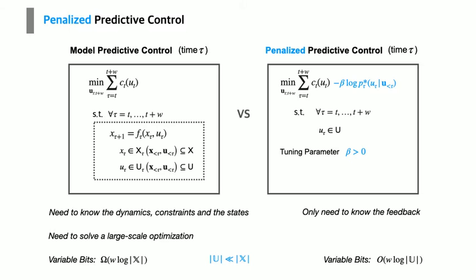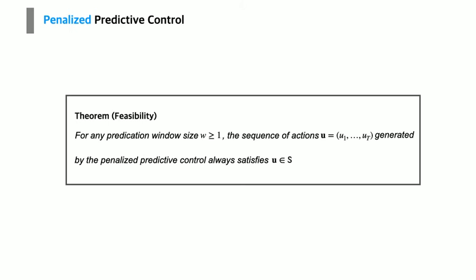More importantly, the feedback PT is trained from historical data, right? And it may contain some future information. Therefore, the penalized scheme could potentially achieve a better performance, although it does not know the dynamics and states, as we will see later in the experiments. The penalized predictive control also has theoretical guarantees on its performance. Remember that the MEF guarantees feasibility, right? So does the penalized predictive control.